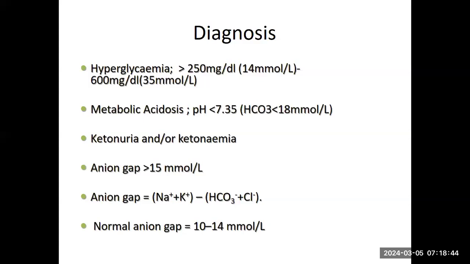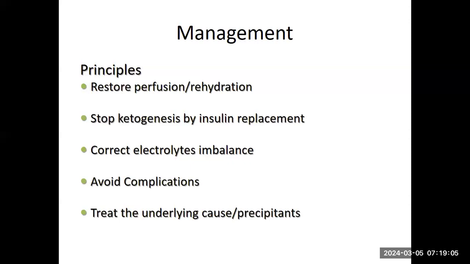Then the ketonuria and ketonemia: it was mentioned that the patient had a trace of ketones, though most of the time it will be more than a trace. Anion gap, of course, will be more than 15 millimoles per liter. It is increased because normally it's 10 to 14. In the principal management, you should restore perfusion and hydration, stop ketogenesis by insulin replacement, correct electrolyte imbalance, avoid complications, and treat the underlying cause or precipitant.